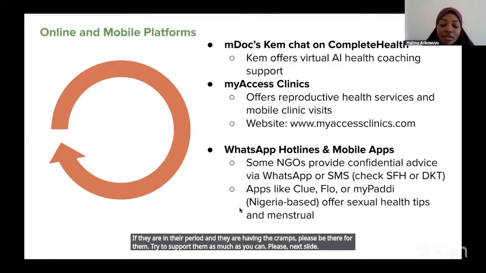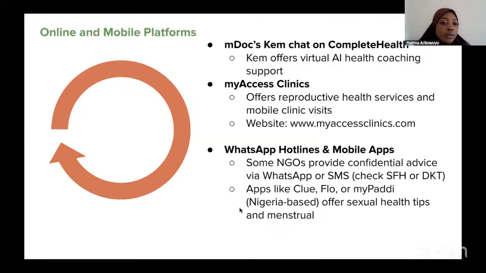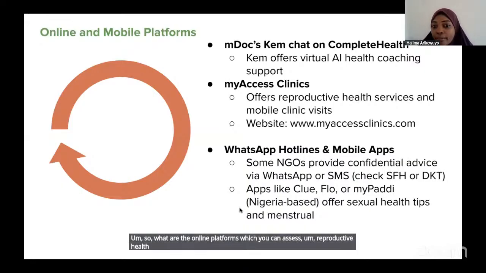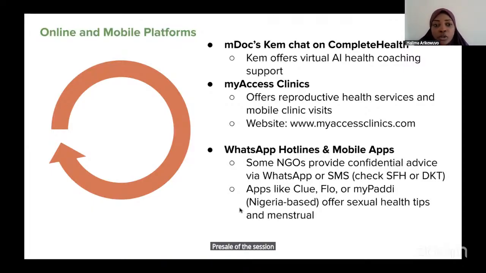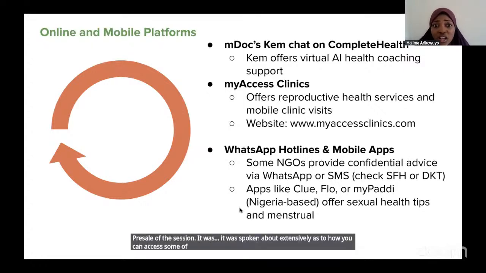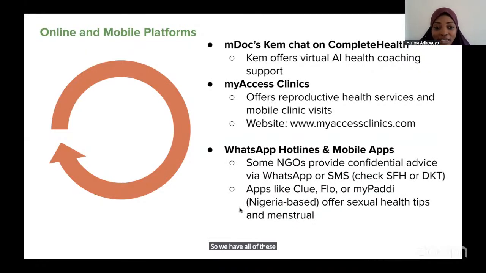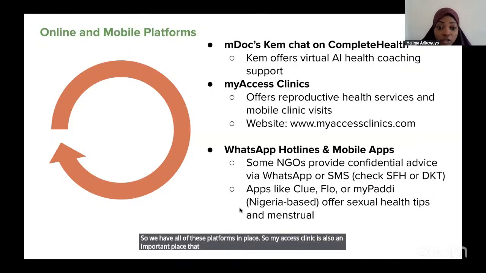So what are the online platforms through which you can access reproductive health? MDoc, Chem, charts on complete health. I mean, at the beginning of this session, it was spoken about extensively as to how you can access some of this. And I know we are digital moms, we're digital girlies, we're digital Gen Zs, so we have all of these platforms in place. My Access Clinic is also an important place that you can get some of these things.